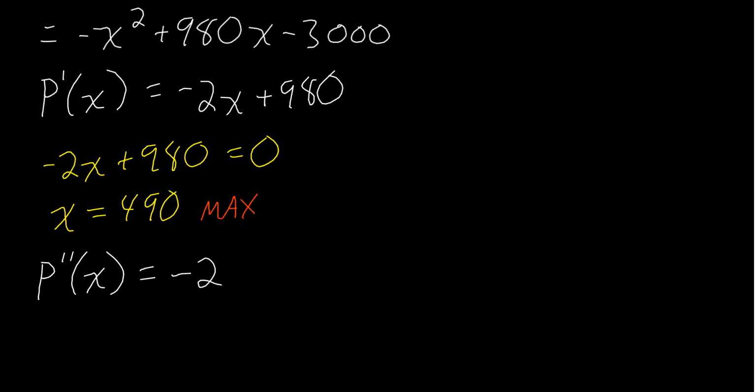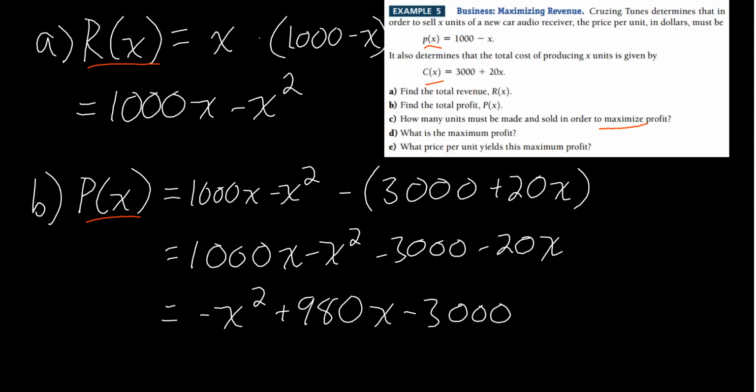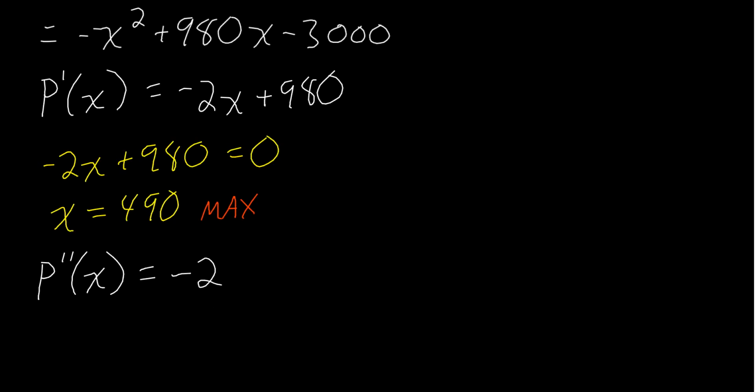Okay, and I'm pretty sure we also want to find what is the maximum profit. So in order to figure out the maximum profit, what we need to do is, if x is equal to 490 here, we're just going to plug in 490 into our equation. So into our price equation.